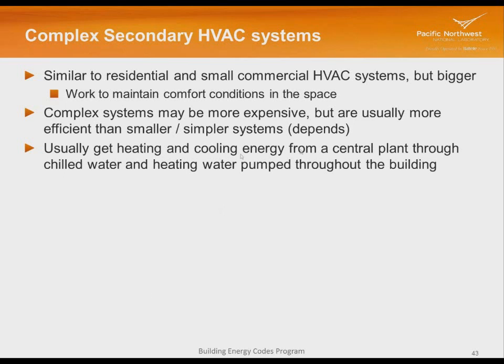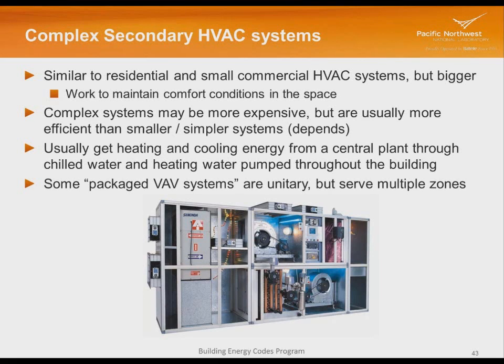Usually heating and cooling energy comes from the central plant, and we use chilled water and heating water piping, and we pump it throughout the building to get to the coils. And then some packaged VAV systems might be unitary, kind of an intermediate, where we would have a compressor built into this unit. This one does not, and these coils would be DX coils or have a furnace actually built in. This is a built-up secondary system.